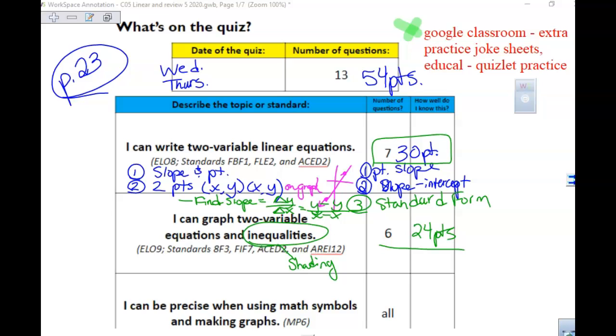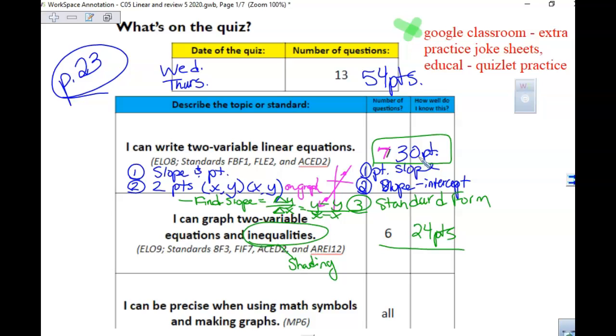The first part of the quiz, so 13 questions, 54 points: I can write 2 variable linear equations. There will be 7 questions worth 30 points. What do you mean write linear equations? I mean point slope, slope intercept, and standard form.